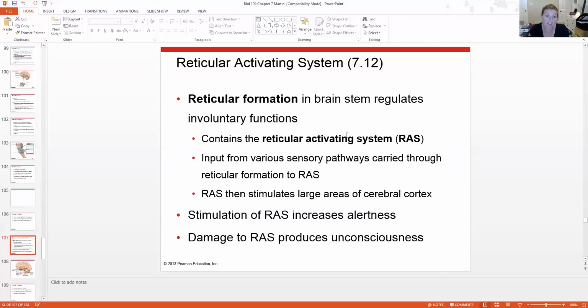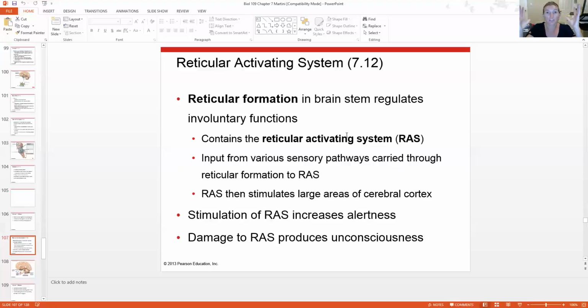The reticular activating system kind of does exactly what you think it does. It's activating your upper consciousness, making you aware, making you awake, right? You may be sitting here listening to me go on and on and on, and you might be dozing off. That means your reticular activating system is shutting down. Then all of a sudden I say, wait, this is important. This is going to be on the test.